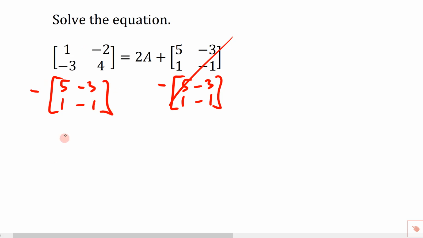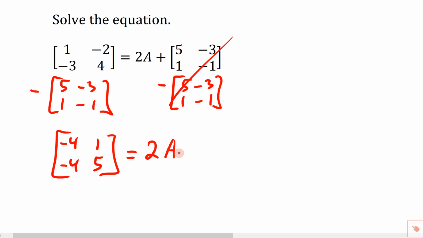Now, we've got to be careful with the subtraction here. So this is going to be 1 minus 5, so that's going to be -4. Then this is going to be -2 minus 3, so that's going to be -5, so that's going to be a 1. -3 minus 1, that's going to be a -4. And then a 4 minus a -1, that's going to add up to be 5. And then the only thing left on this side is a 2a.